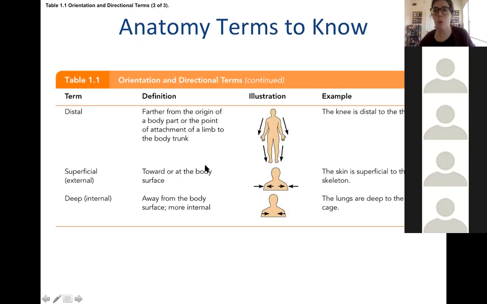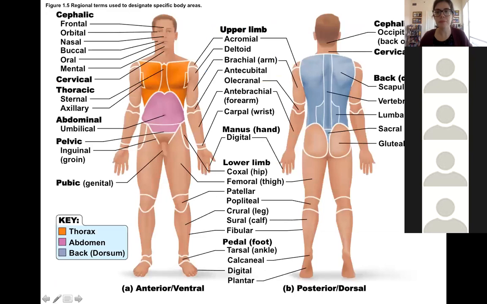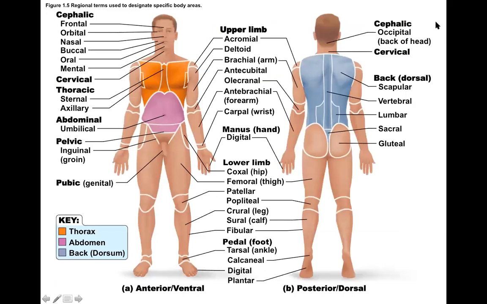Superficial and deep, you can't really point very well. Superficial is towards the surface, it's like your skin. Deep is internal. Okay, take a deep breath in. Let it out slowly. You have to know these words. I apologize in advance. There are a lot of them. You need to know all of these vocab words.